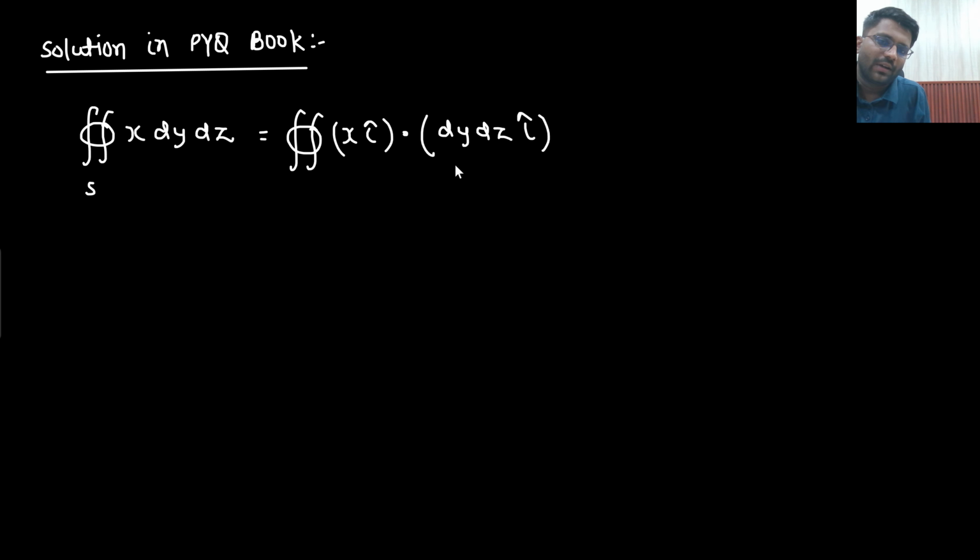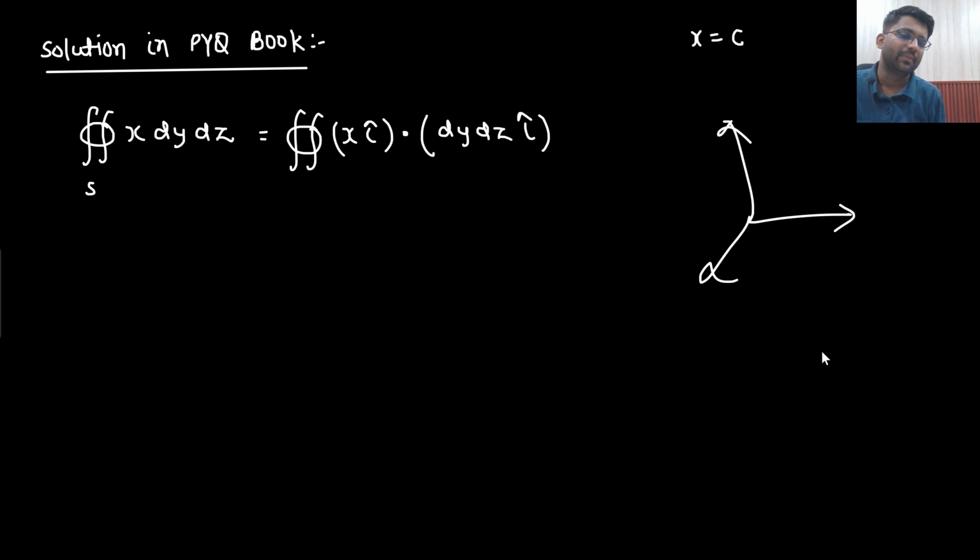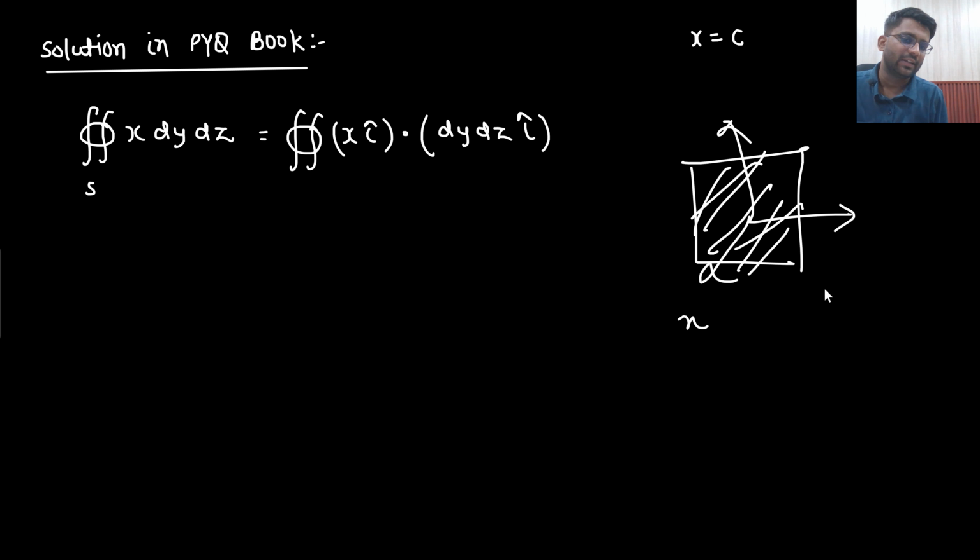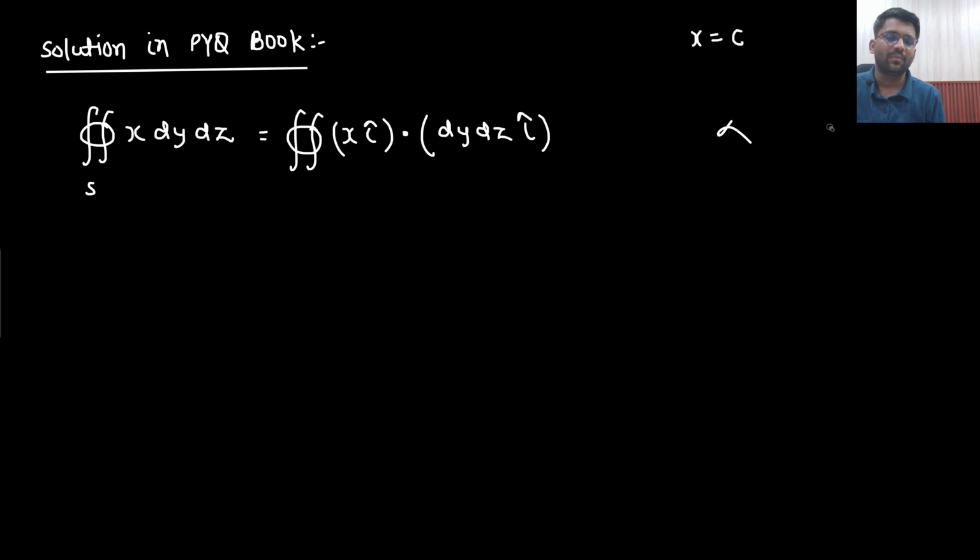Look how I wrote down this surface area. You know that if x equals constant, a surface is there, no? X equals constant means the value of x is constant, and everything else is variable, then it will be a plane. So for this plane, what will be the surface area? That will be dy dz, and the direction will be either plus i cap or minus i cap. I am taking the plus i cap direction.